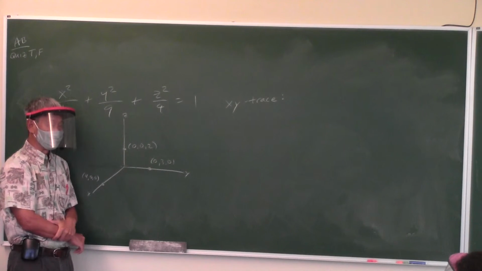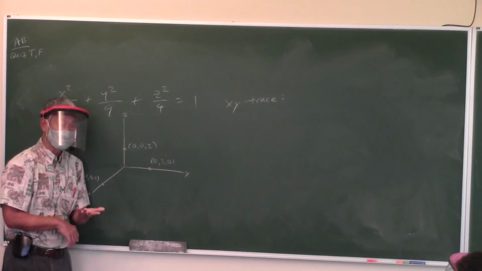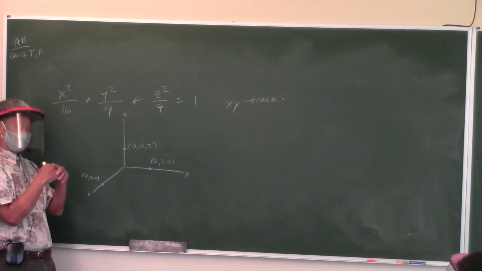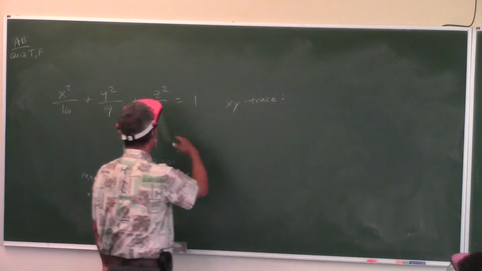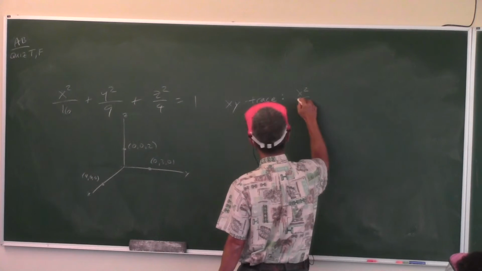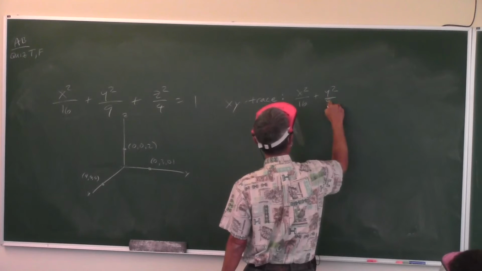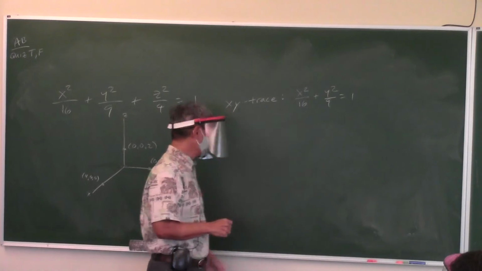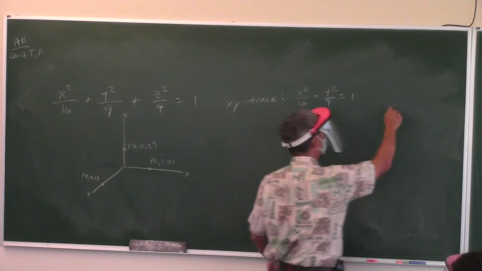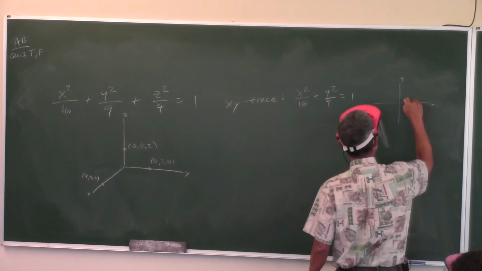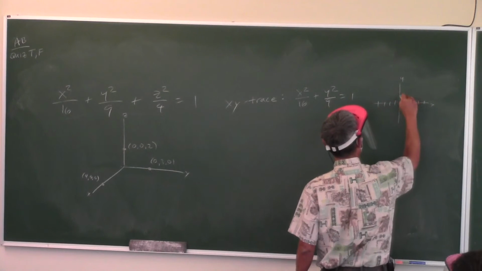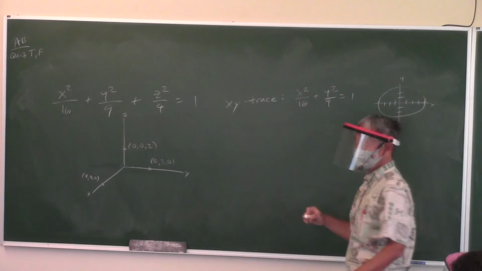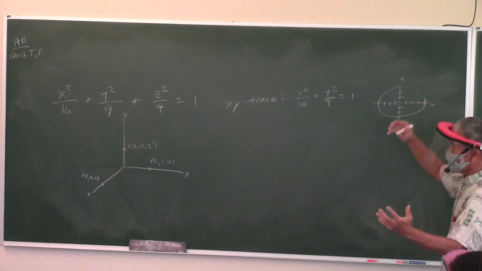What do you think I'm going to do? Plug in z equals 0. And you know why that works? Because z equals 0 is the equation of the xy plane, right? So if I plug in 0 for z, you get x squared over 16 plus y squared over 9 equals 1. That means in the xy plane, you're going to see this ellipse here. From the top view, it's going to look like this. That's where the graph intersects the xy plane, but of course it's 3-dimensional.